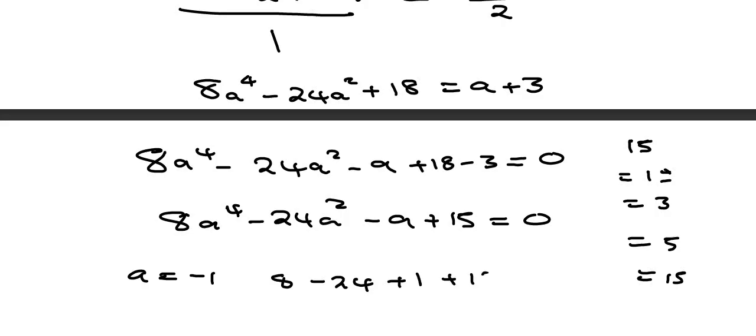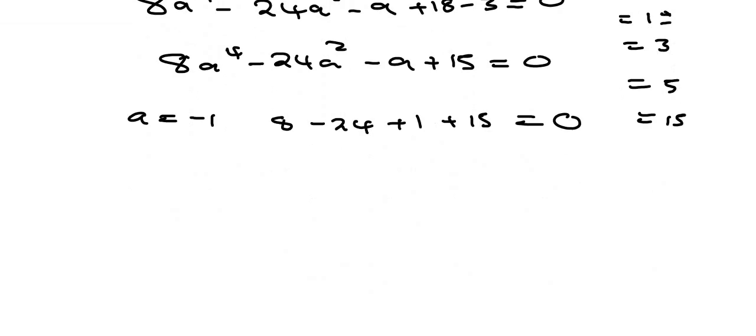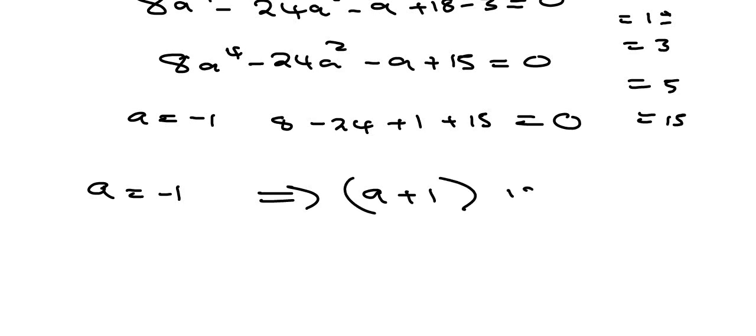This is going to be 15. If you check this, it simply becomes a 0. So this is a factor. So a is equal to -1, or rather put, we can say a plus 1 is a factor. So this is the first factor that you've gotten.